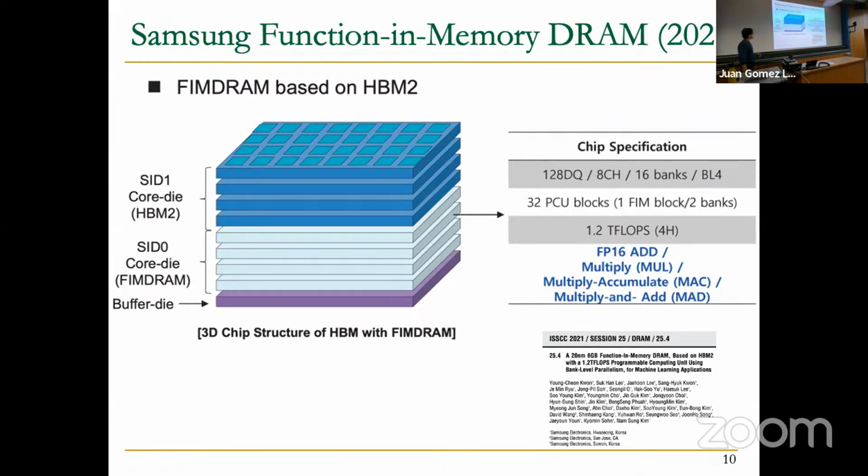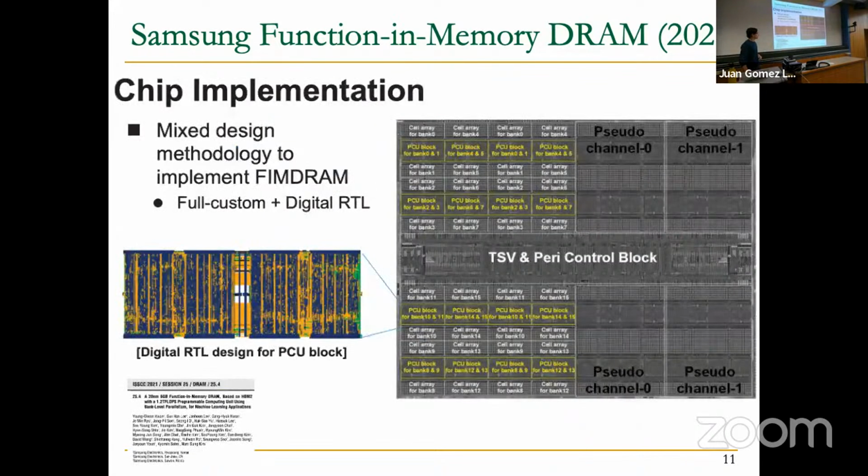What Samsung did was modifying some of these layers in order to embed some cores, some small computing units that are called PCUs. Here in this slide, you can see the chip implementation, one of the layers where some of the DRAM banks are indicated here, and the PCU blocks in between of 2 DRAM banks.